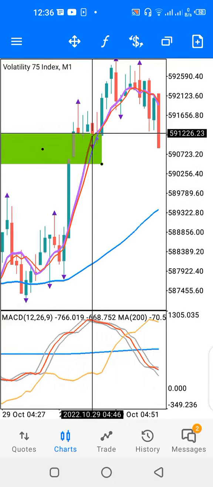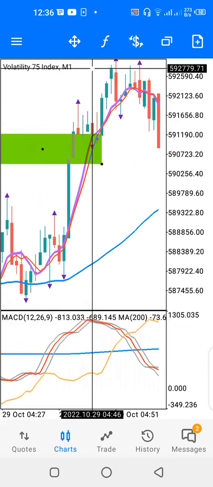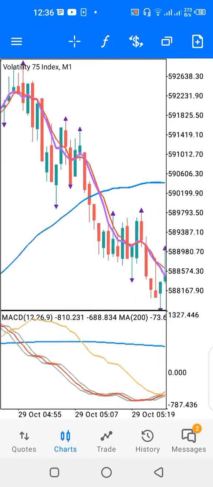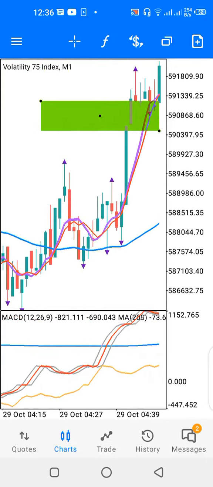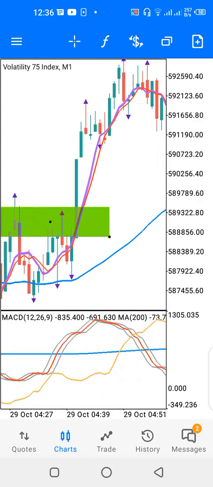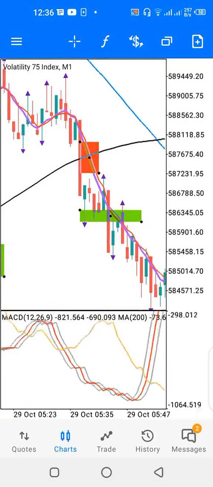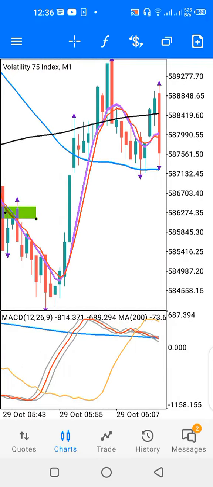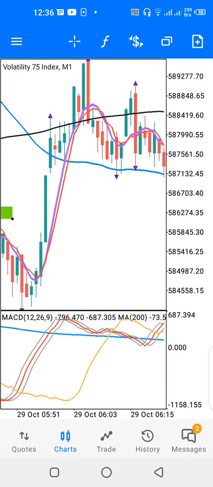If you bought around here, you'll have made some points. That's 591,226 up to 592,845. That's about 1,000 points before it retraced. All right. But if you bought around here, you'll have made more points. Okay, so that's that for the strategy. Let's look at more examples. Okay, I've explained this particular example. Let's look at more examples.